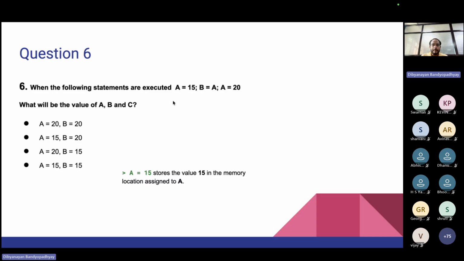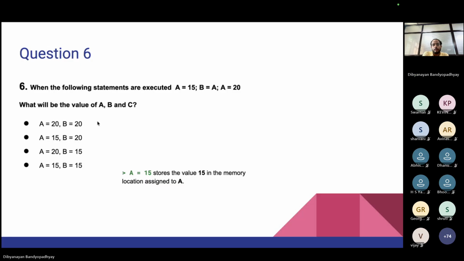So now let's suppose you are given three variables, A, B, and C. After that, let's suppose these are the operations you are performing. A equal to 15, B equal to A, and A equal to 20. After performing the operations, what will be the value of A, B, and C? These are the four options. C's value is not given, but I'll ask you later what the value of C will be.